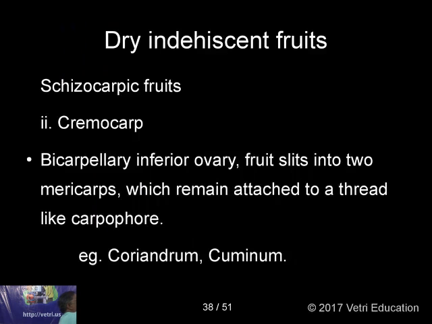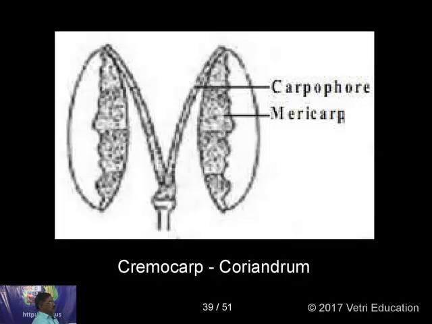The second one is the cremocarp. It breaks into two mericarps. The example is coriander. Coriander you can find breaks into two mericarps. Here you see two mericarps, and these two mericarps are joined by the carpophore, that is the extension of the peduncle up to these carpels.